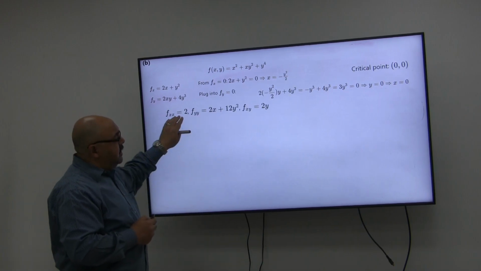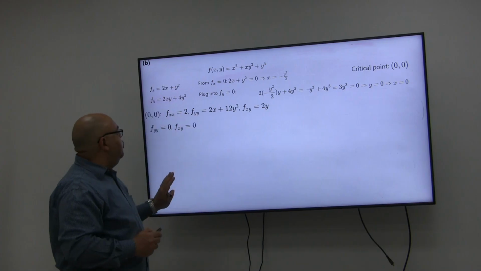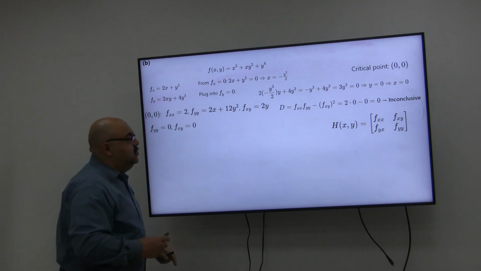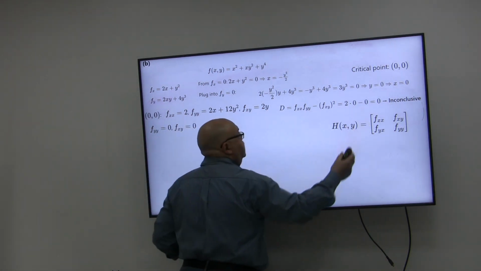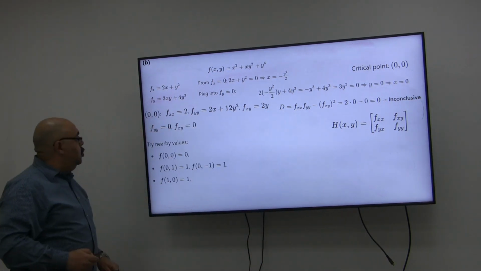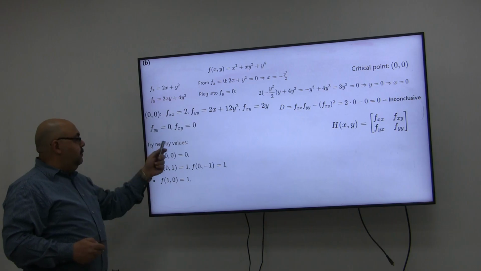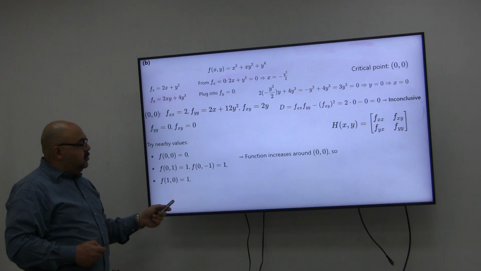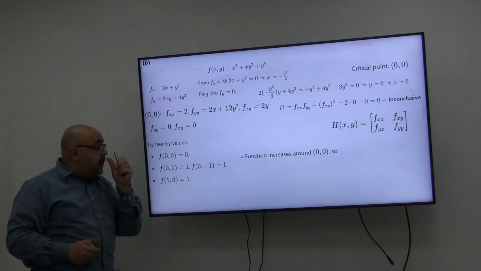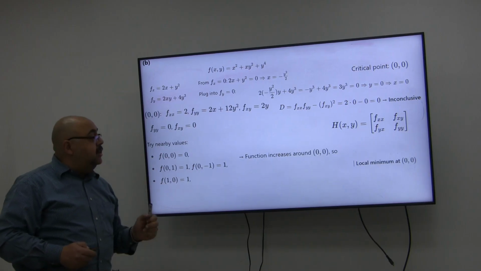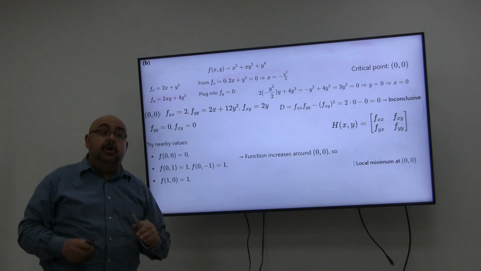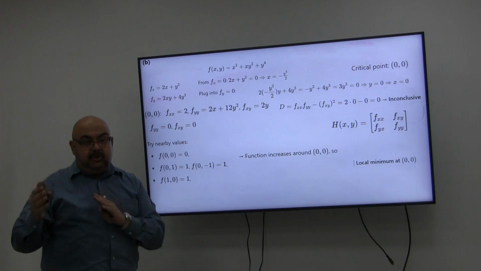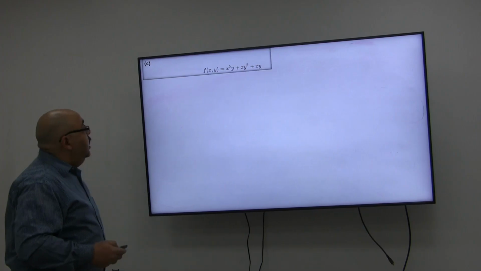I will go to the second derivative, just following the rules that we have. If f double x, D, as you can see, is equal to 0, which means the test is inconclusive. Try nearby points: 0, 1; 0, 0; 0, 1, 1; and 1, 0. As you can see, the function increases around 0 and 0, so it's a local minimum at the origin. So once the test is inconclusive, there are other methods that we will go through.